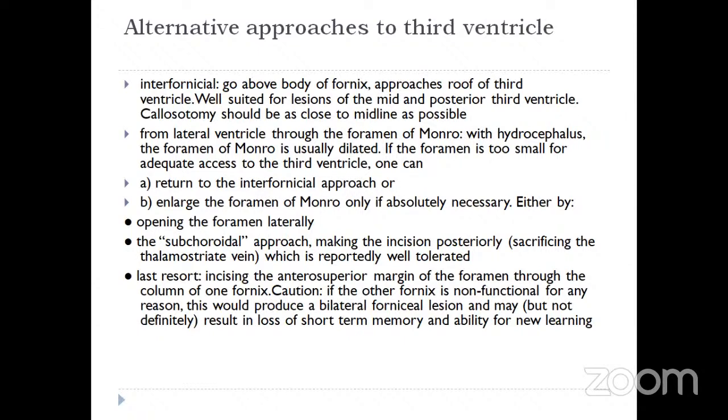One is between the choroid plexus and the column of fornix, the other is between the choroid plexus and the thalamus. So when you are separating the choroid plexus and thalamus, I think this one is the suprachoroidal, and the subchoroidal is separating the choroid plexus and thalamus. So these two approaches are.